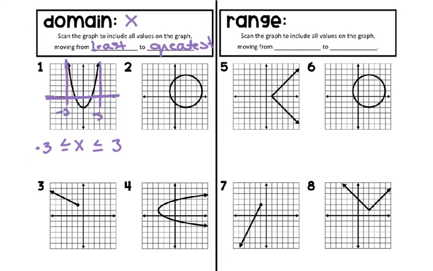So let's try number 2. So here, I want my greatest and my least. And then I usually always set it up like this. So here it's at negative 1 to 1, 2, 3, 4, 5. So x is between negative 1 and 5.